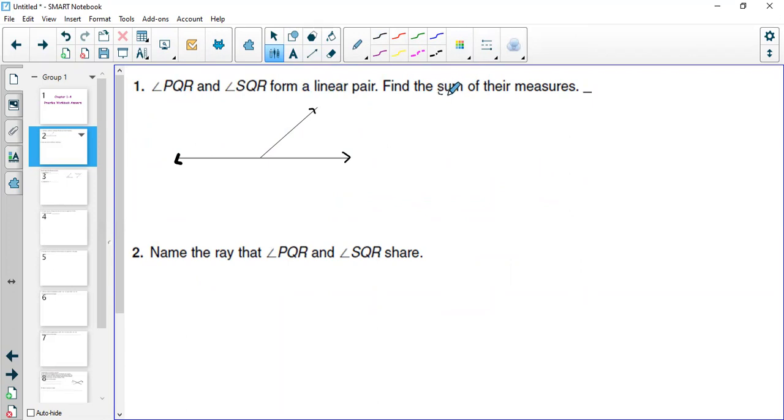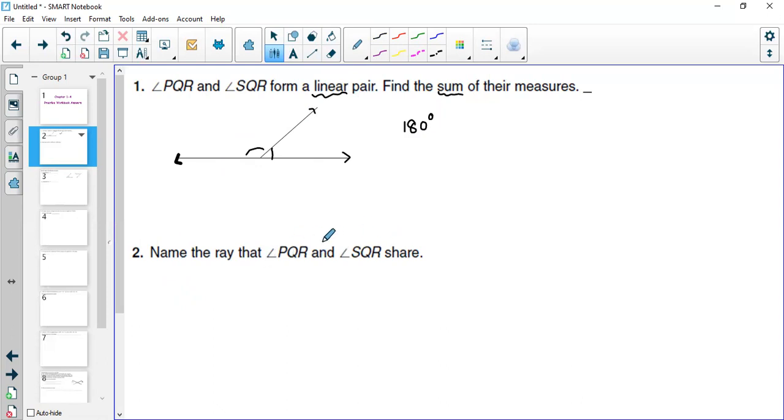Find the sum of their measures, means when you add up these two angles, how much is the total measure going to be? As you know, when you have the word linear, it means a straight angle. So the sum of the angles is going to be 180 degrees, because the angles on a straight line add up to 180 degrees. It's easy, but you need to concentrate and highlight the important words which they have already given. Linear pair means angles on a straight line, so the sum of the two angles is going to be 180 degrees.